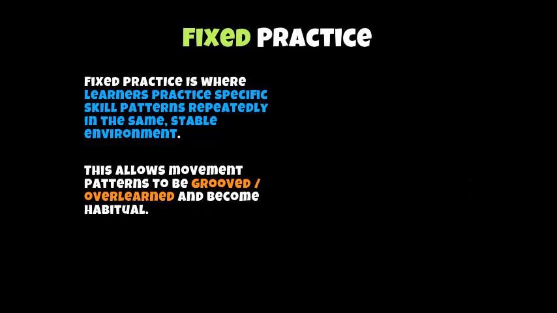The advantage of this is that you can start to groove or overlearn a skill. That means you can form a pattern within your brain and within your muscles, and so that skill starts to become a habit. So you're trying to move from the associative phase to the autonomous phase, trying to groove something, trying to become really good at something, perfect it. This is really good for that.